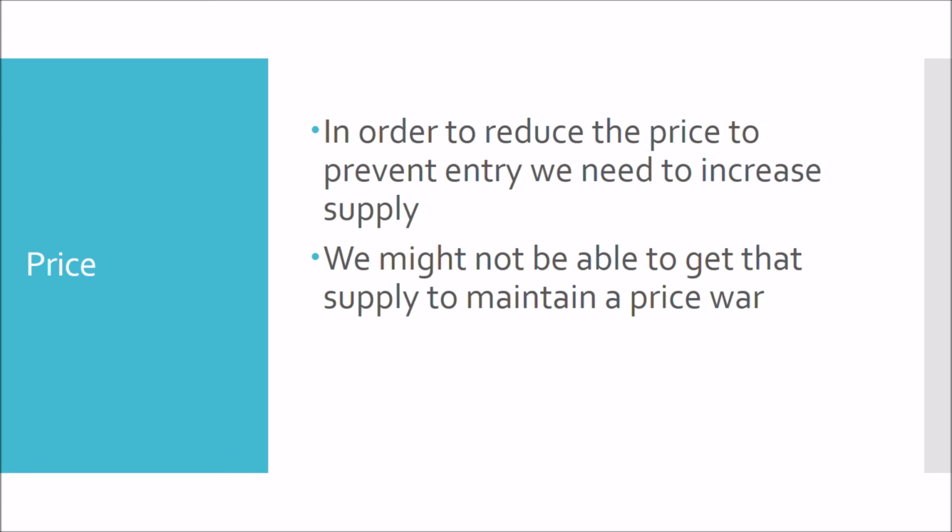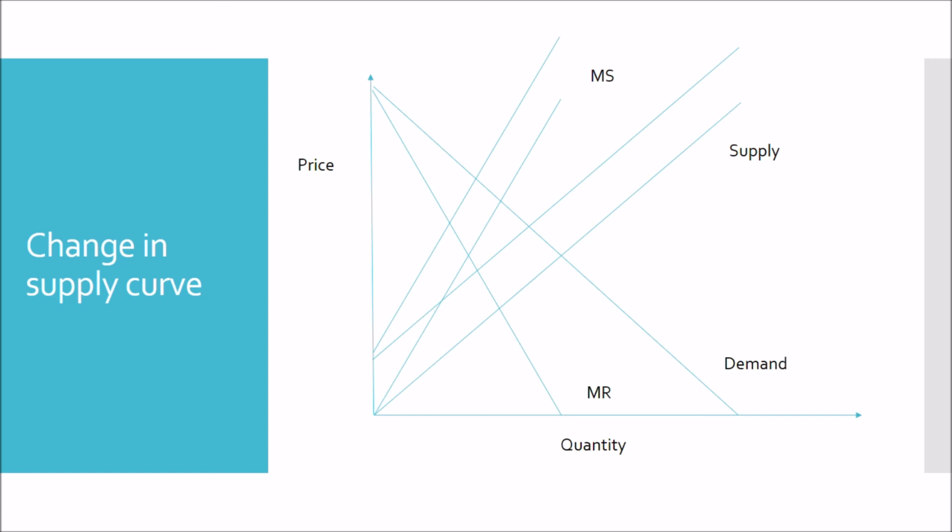In reality, price is never a barrier to entry. We just simply set a lower price so that people don't enter. It's nonsense, but I'm hoping that the examiner doesn't put that in as an option, because it's not really a barrier in real life. Okay, so let's see what happens in a change of the supply curve.